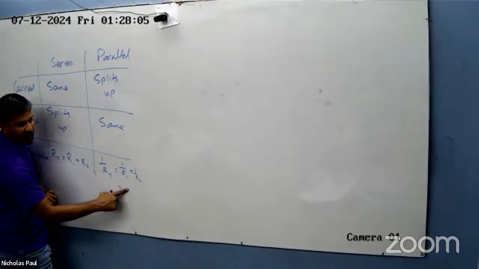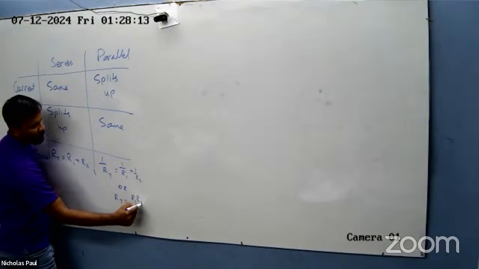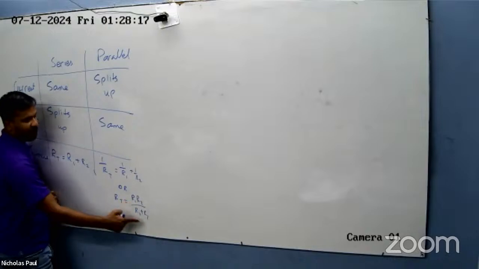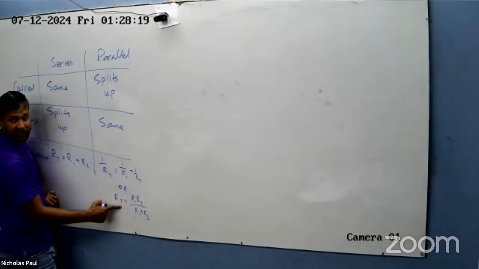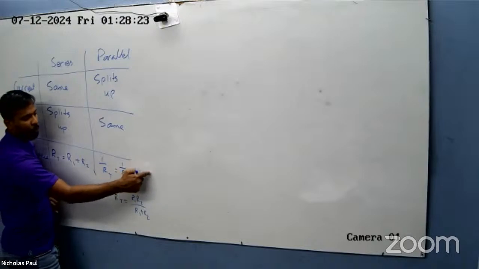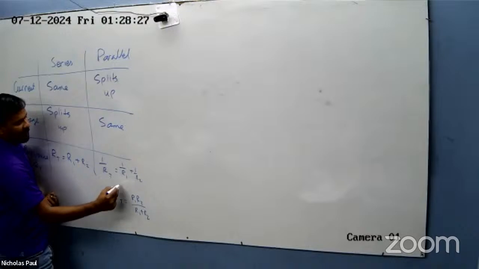It's up to you. But I don't like to use that because this formula I'm going to give you only works for two resistors. Product over sum. This formula only works for two resistors. If it's three resistors, you'll have to use 1 on R1 plus 1 on R2 plus 1 on R3. But I'll give it to you still because in multiple choice sometimes you might see that.